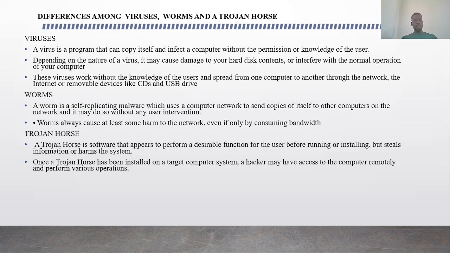We have differences among viruses, worms, and Trojan horses. A virus is a program that can copy itself and infect a computer without the permission or knowledge of the user. A worm is a self-replicating malware which uses a computer network and sends copies of itself to other computers on the network, and it may do so without the intervention of the user.